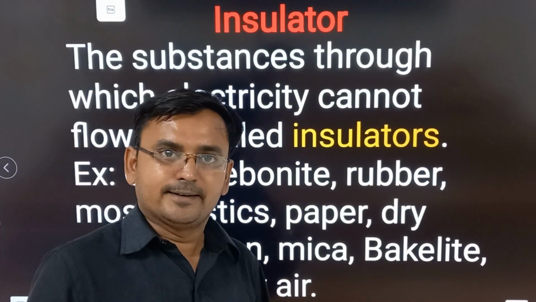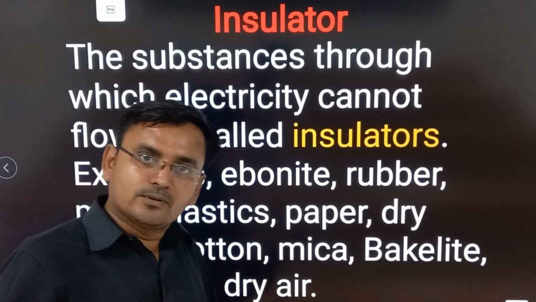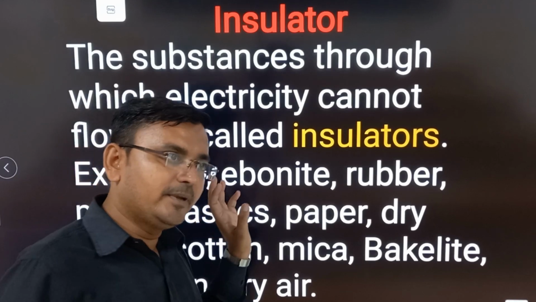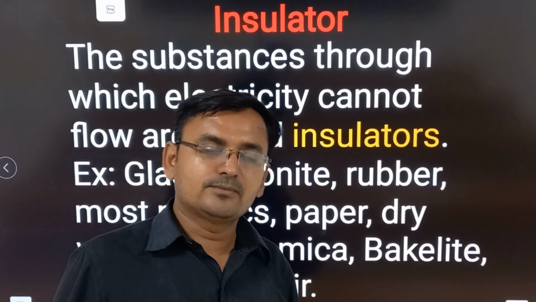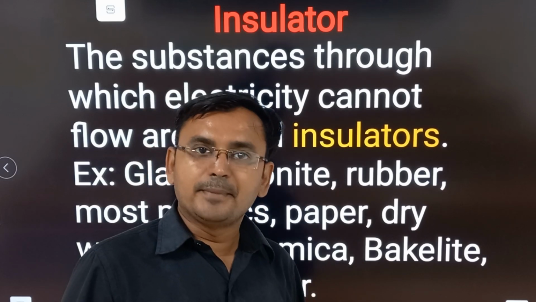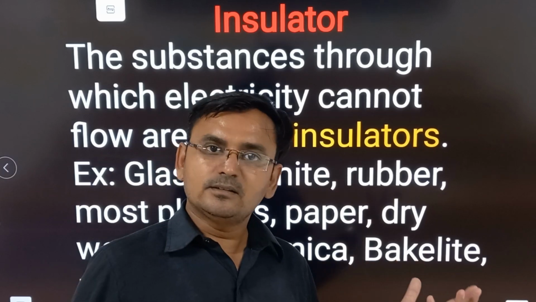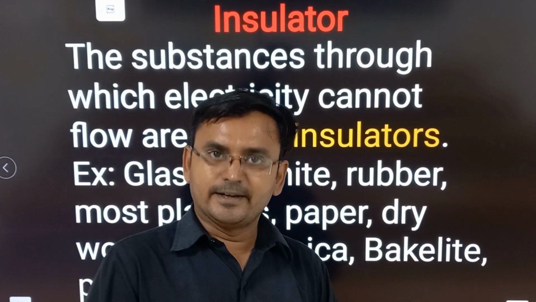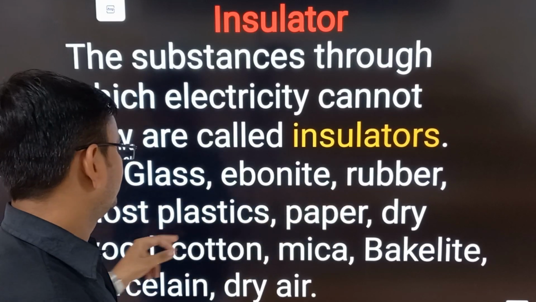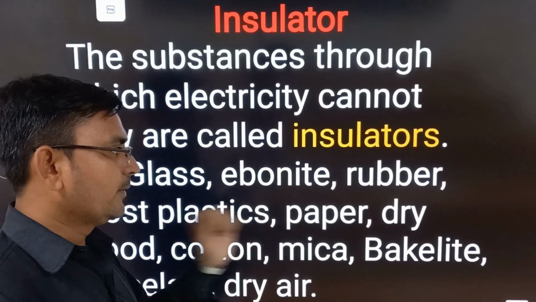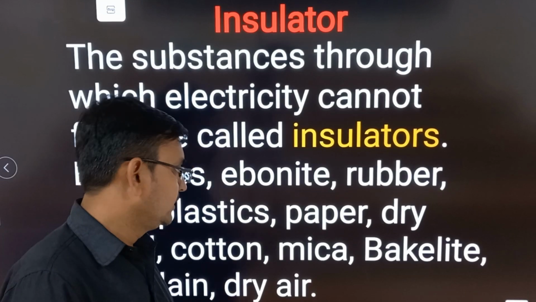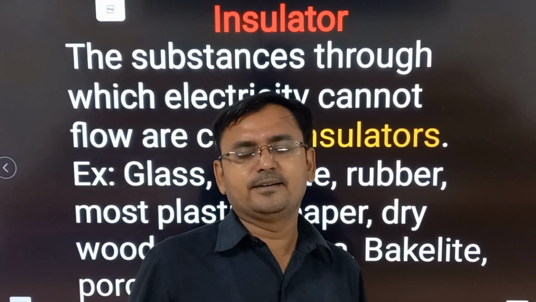Now what is an insulator? Insulators are the substances through which electricity cannot flow. It means from some materials, electricity cannot pass. For example, rubber, ceramic, wood. So all are different forms of insulators, right? Examples are glass, ebonite, rubber, most plastics, then paper, dry wood, cotton, mica, bakelite, porcelain. So these are the examples of insulators.